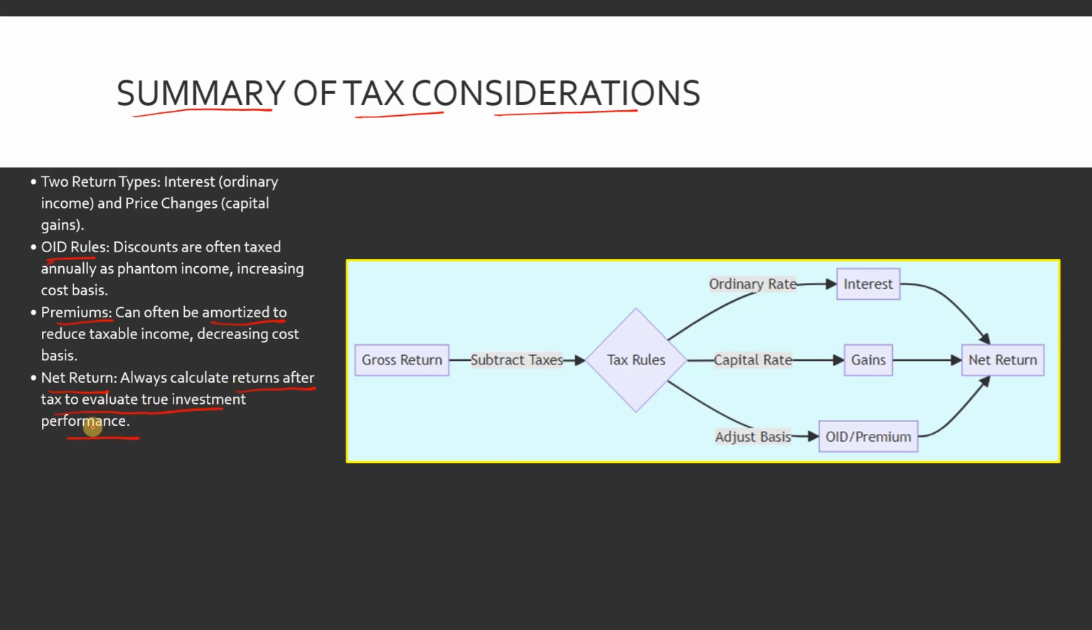By mastering these rules, from OID accretion to premium amortization, you can ensure that you are making the most tax-efficient and profitable decisions in the global bond market. Our final summary map brings it all together. We analyze the two return types. We follow the OID rules for phantom income and cost basis. We use premiums to reduce taxable income. And we always focus on the net return.